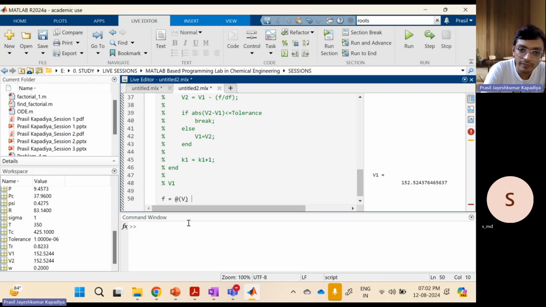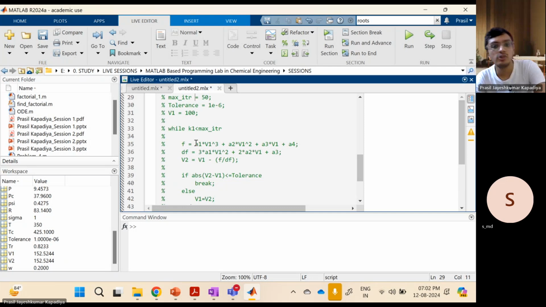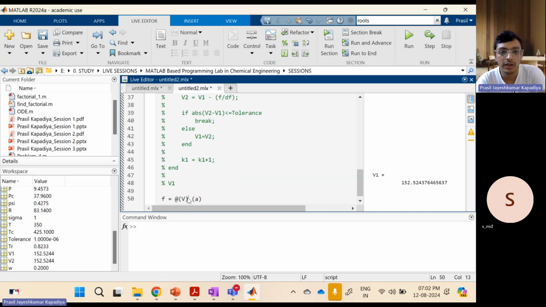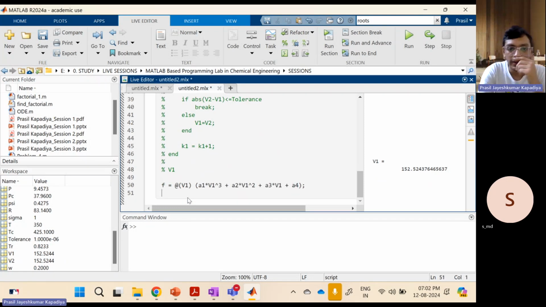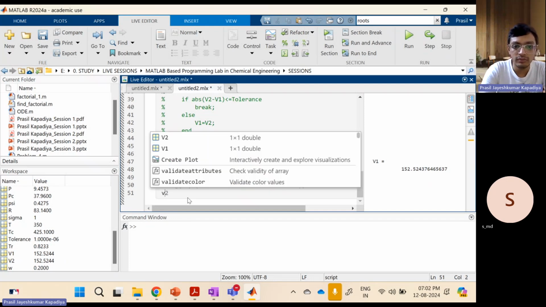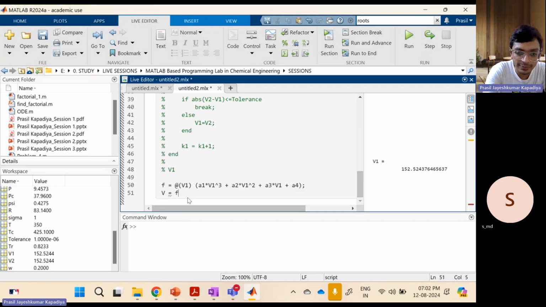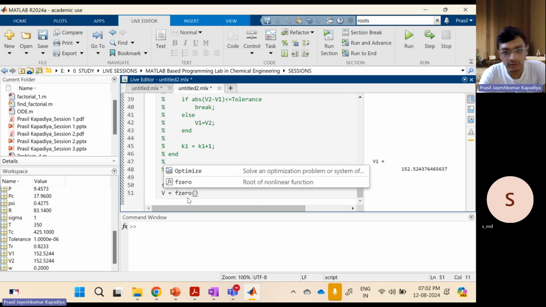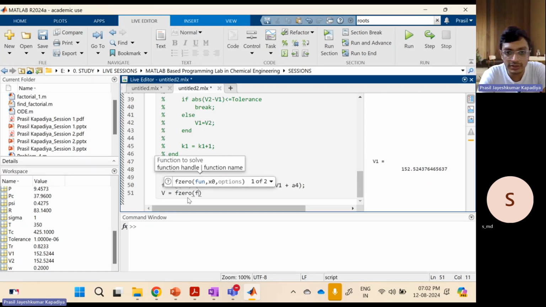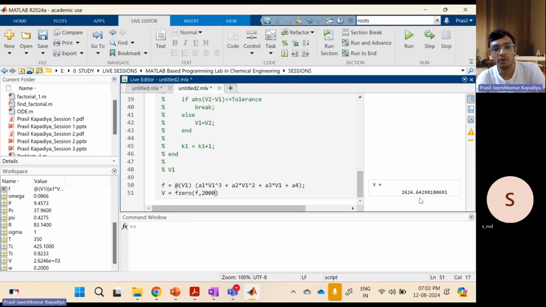now I need to write e1. Okay, I'll just copy it from here. I don't want to write it down again. So this term, and I will put my variable as v1. Okay, so this is my equation of f, and let's say my solution v is equal to f0. Then I need to write my function and initial guess, let's say it is some 2000. Let's see what we are getting. We are getting the same amount, 2624.